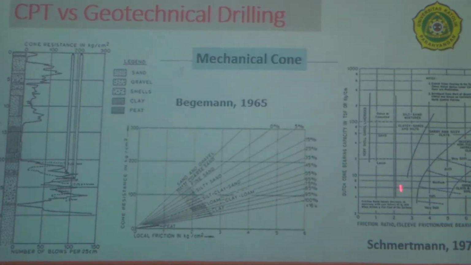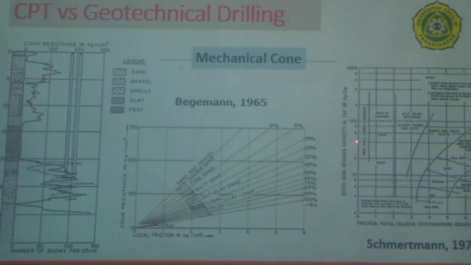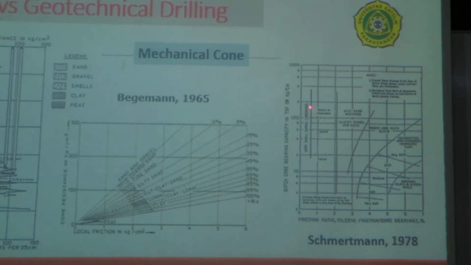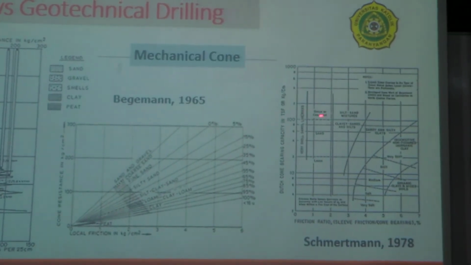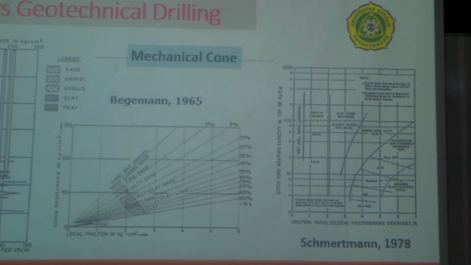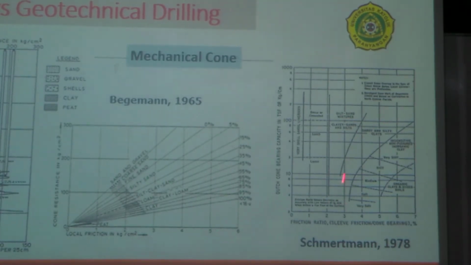This is 2%. If it is less than 40, it is loose sand. From 40 to 100, it is medium sand. From 100 to 300, it is dense sand. Over 300, it is very dense sand. And then if it has some silt, it gives you larger friction ratio from 2 to 3%. If it is sandy clay or silt, it could be from 3% to probably 5%.